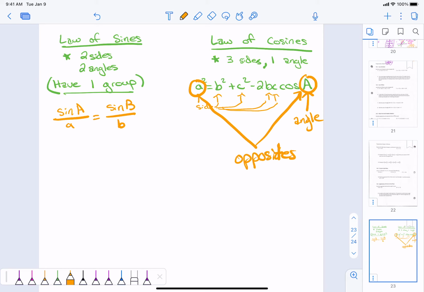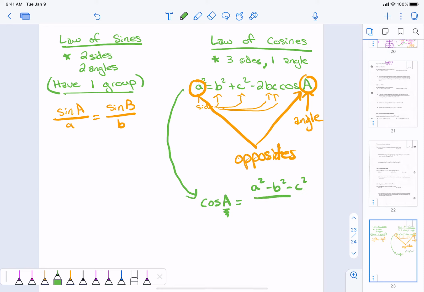All right, I'm going to write down this formula, but I'm going to write it down a different way. If you are trying to solve for the angle and undoing that equation, like let's say I'm trying to get A out of there, cosine of A is equal to a squared minus b squared minus c squared all over negative 2bc, I'll say. Yeah, let's do that.